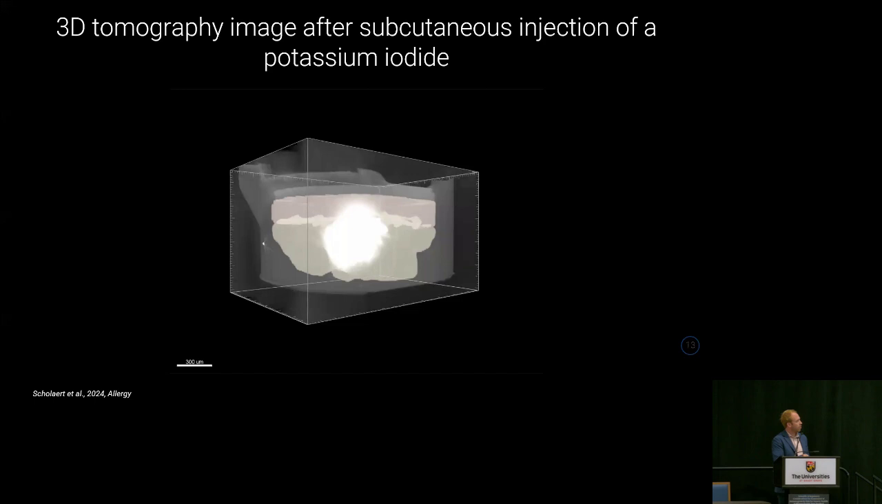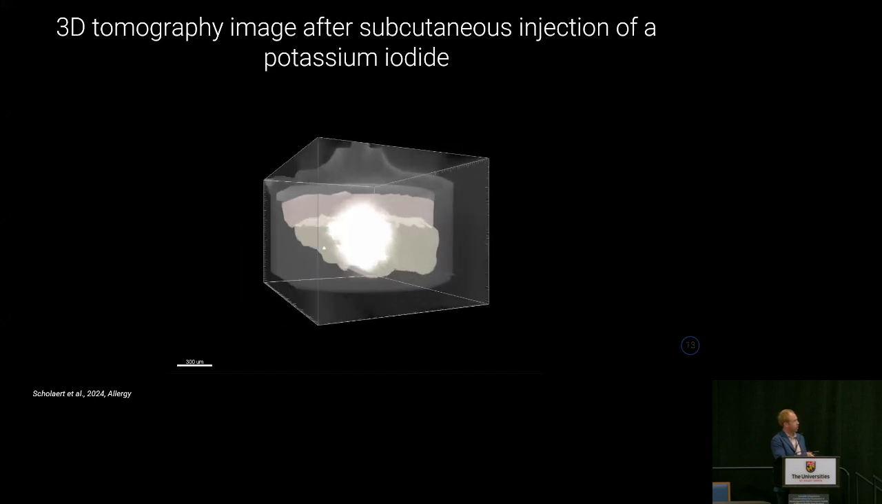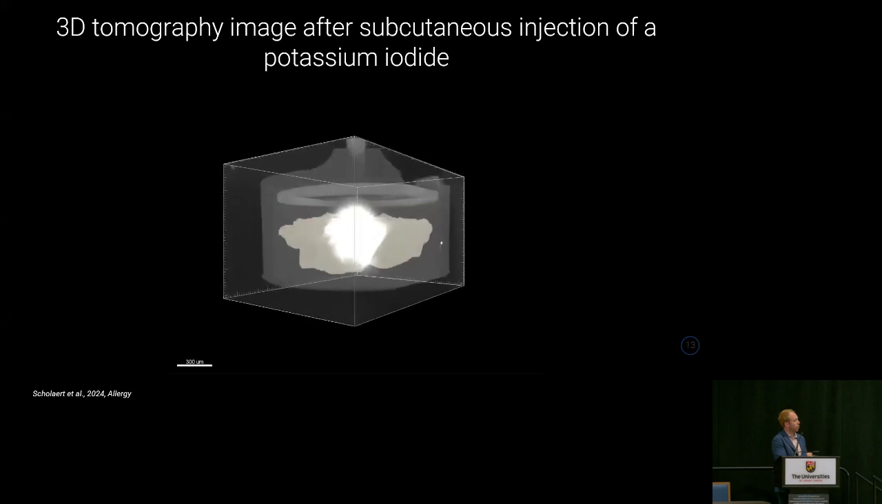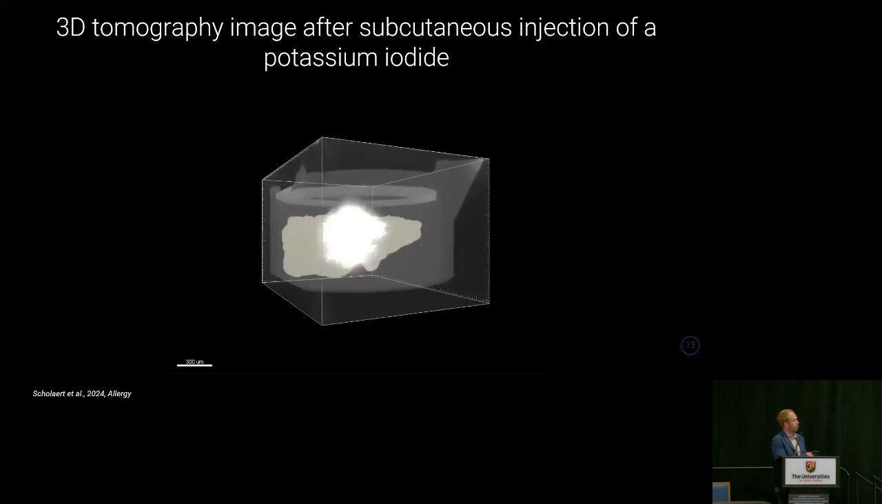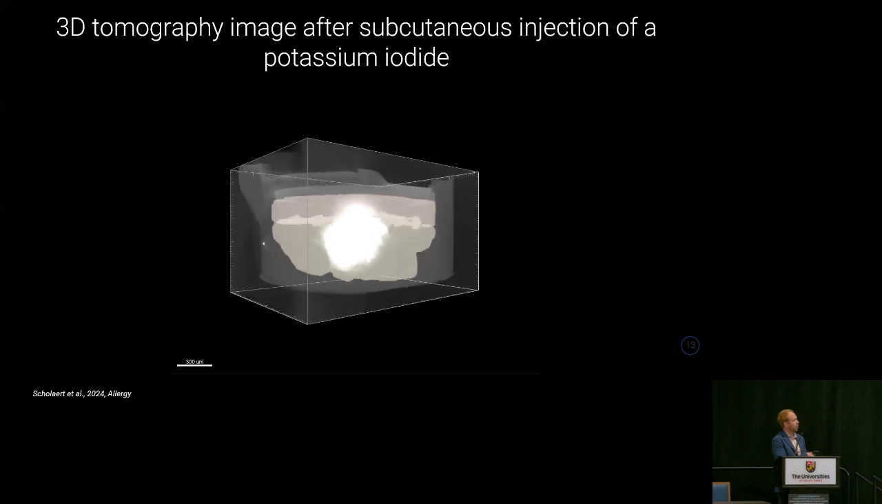Here is a radiocontrast agent that has been injected. It's a 3D tomography. It's the sub-Q compartment, and here is the dermal compartment. So you can see that the liquid is really in the sub-Q space, and then it started to biodiffuse within the upper layers right after the injection.